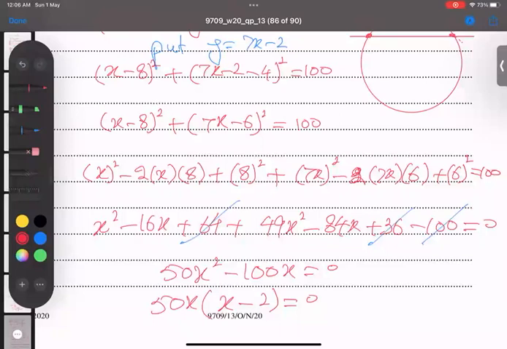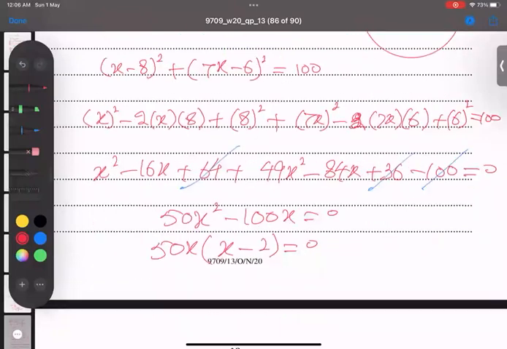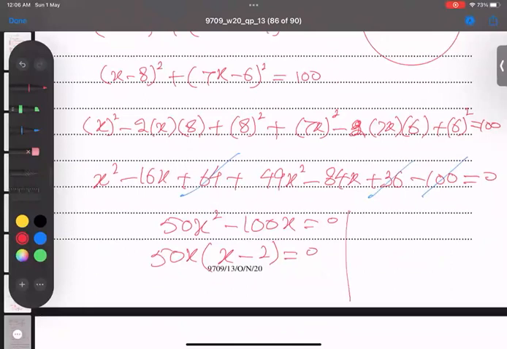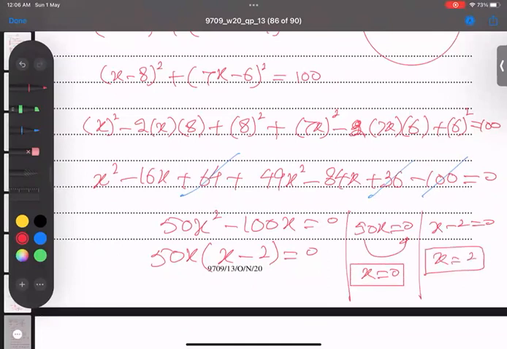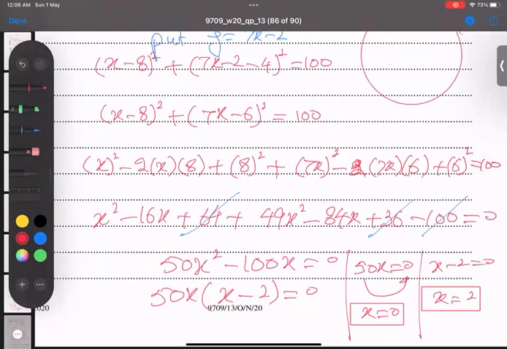So two options we have. Either 50x equals 0, or x minus 2 equals 0. 50 goes down, x is equal to 0, one answer, or x is equal to 2, the second answer. So Alhamdulillah Rabbil Alameen, I believe the question paper is fully clear and we have finished. Alhamdulillah.